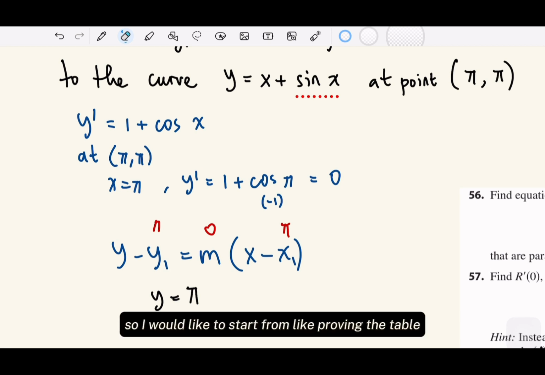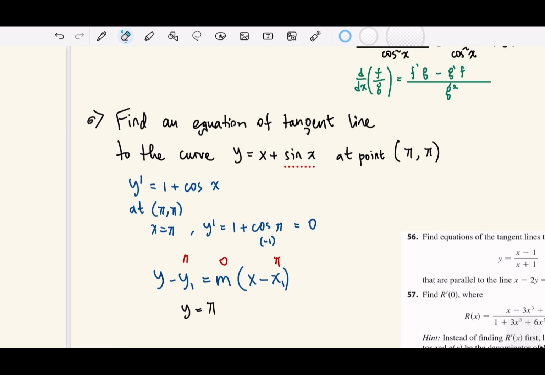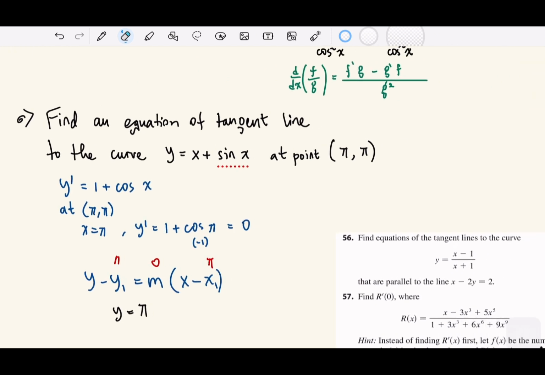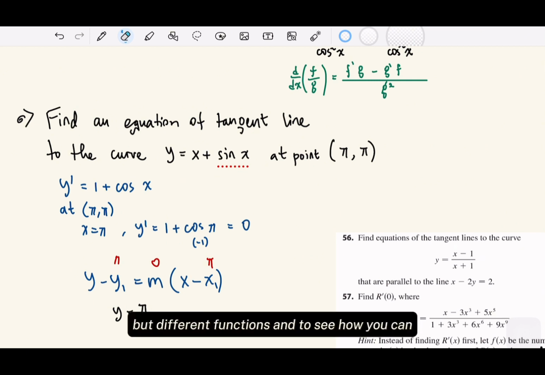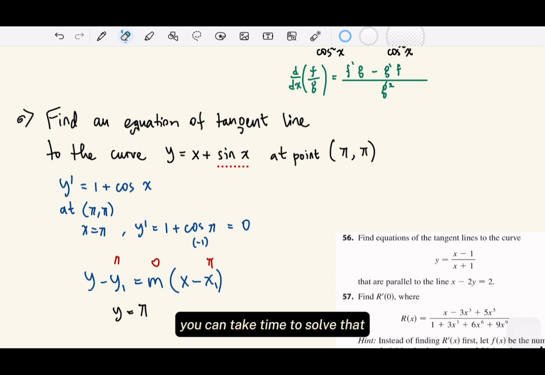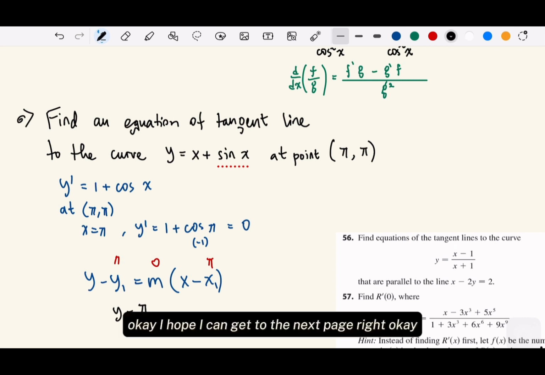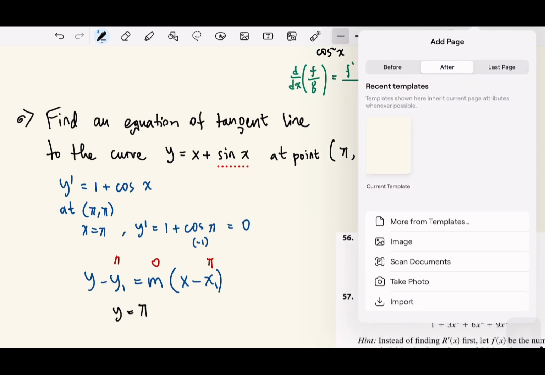Actually, I would like to start from proving the chain rule, but I think I will give you that as additional videos. I think this will be more important for you to get familiar with the functions first. Maybe I will give you one more question similar to this, but with different functions, and see how you can take time to solve that before we move to this 56, 57.